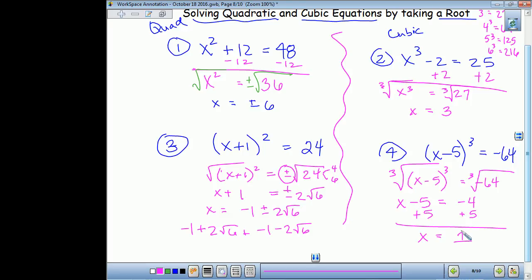So that's because the 64 was negative. That's why there's only one answer. No, because I'm taking an odd root. The only way to get a negative 64 is for the negative times a negative times a negative. There's only one possibility of cubing something and getting a negative.